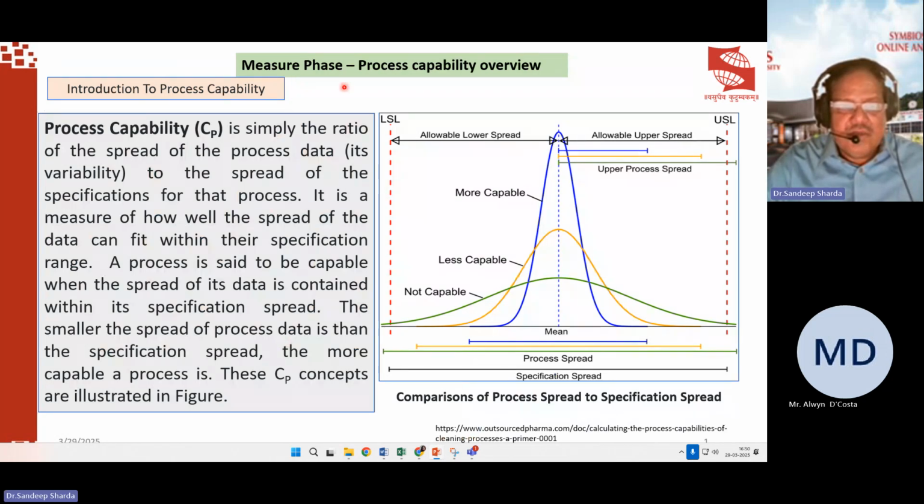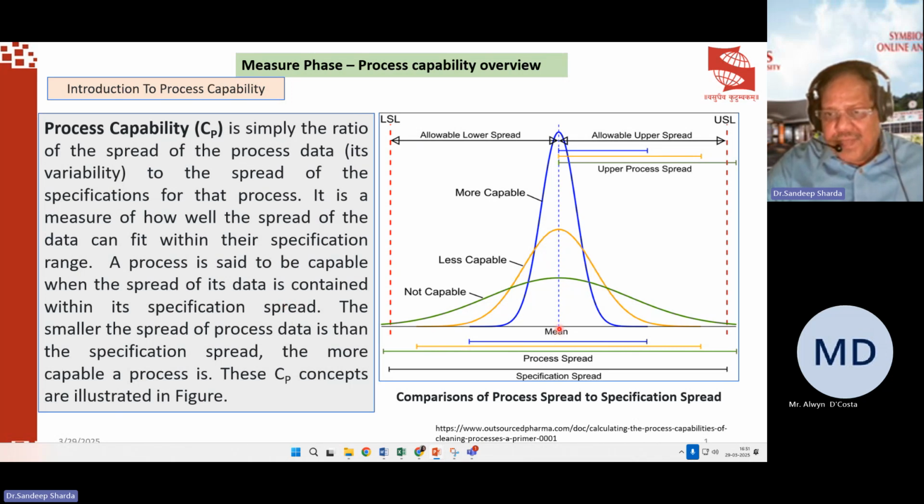So introducing the measurement phase, process capability overview. The process capability is simply the ratio of the spread of the process data, as shown in the figure, compared to the spread of the specifications of that process. It is a measure of how well the spread of the data fits within the specification range. So a process is said to be capable when the spread of the data is contained within the specification spread.